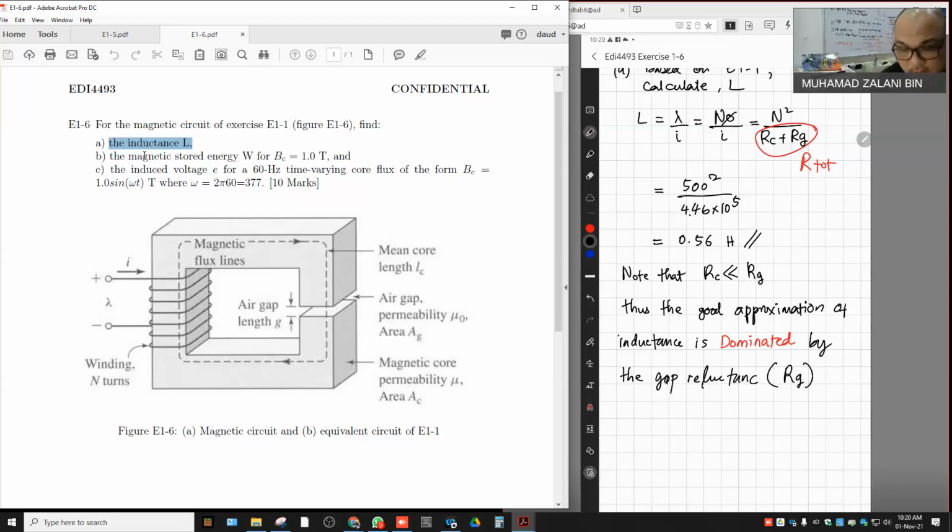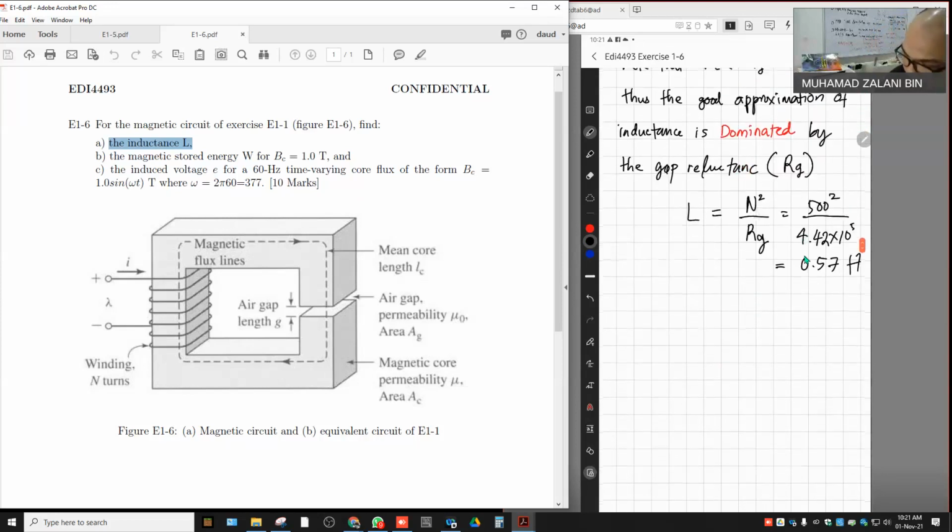So now, instead of dividing by R tot here, since RG is dominating, this RC is small enough compared to RG. Then we can just calculate L as n squared over RG only. So 500 square divided by RG. From E1-1 before this, we found that RG is 4.42 times 10 power of 5. So we get 0.57 Henry. That is A, find the inductance.